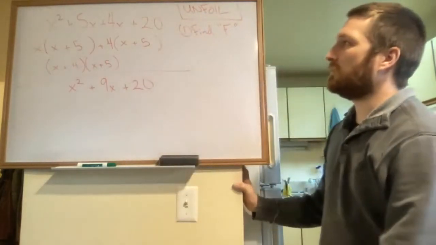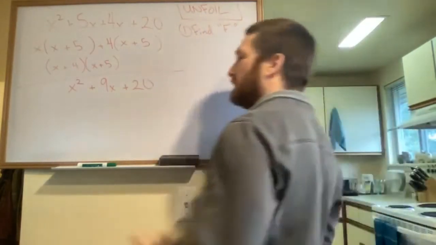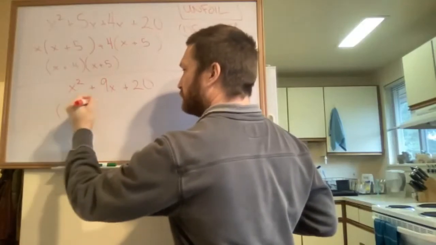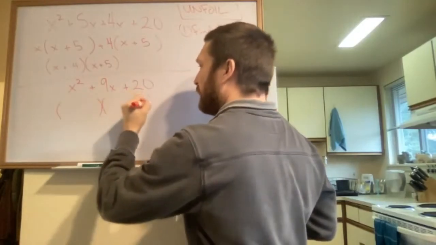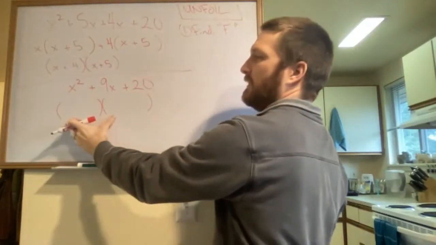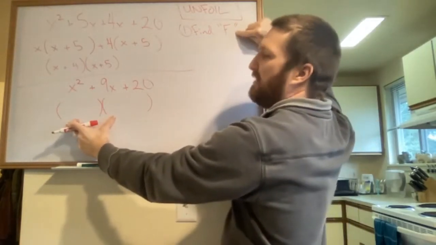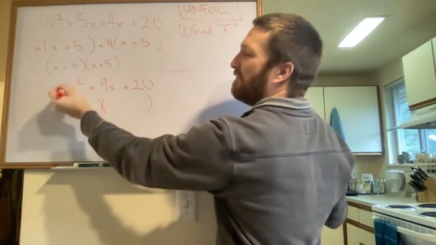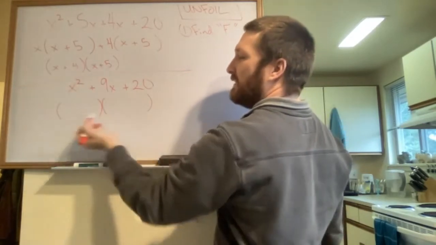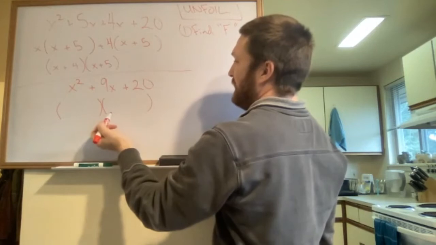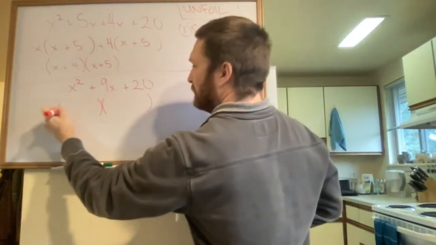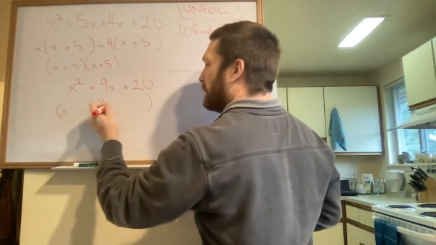Okay, so the first thing we're going to do, and we've already gone through this, the first multiplication, right? We're unfoiling. We're going to un-F. Where did that come from? What must be here and here? X. X.